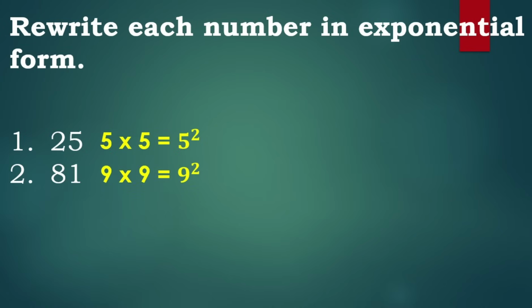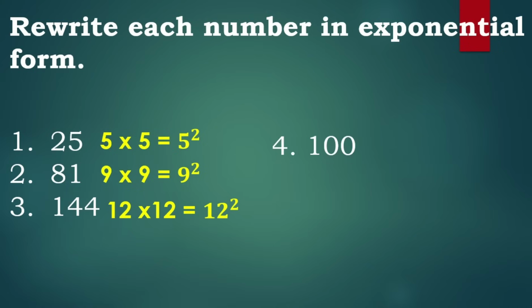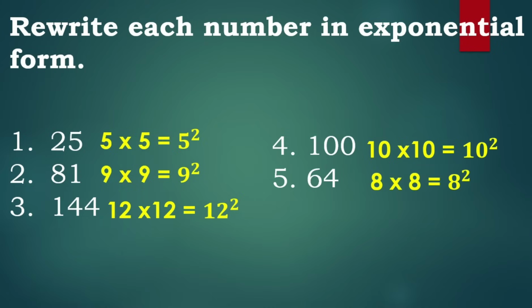Next, since this is 9 times 9, the square root of 81 is 9, so 9 squared. 144, the square root of 144 is 12, so that is 12 squared. The square root of 100 is 10, so that is 10 squared. 64 is 8 times 8, so 8 squared. 121 is 11 times 11, so that is 11 squared. So we need to know how to rewrite or hanapin natin kung ano yung square root ng mga perfect squares na to. Kasi kailangan natin siya sa difference of two squares.